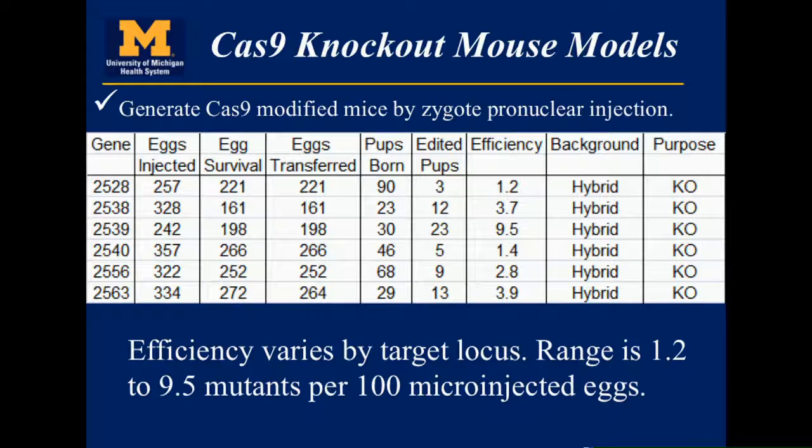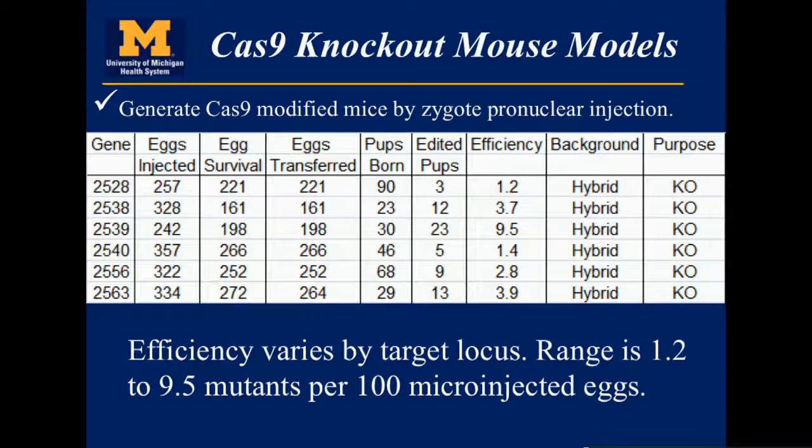So here's some examples of knockouts. We injected a bunch of eggs, we got out a bunch of pups. The key thing you want to focus on is this column on the efficiency. If we just define the efficiency of getting a gene-edited mouse as the number of gene-edited founders per 100 microinjected zygotes, we can make comparisons across genes, across Cas9 reagents, even across species, and across experiments in the published literature. So this is a handy metric that you can use to analyze data in a paper or in your own lab.